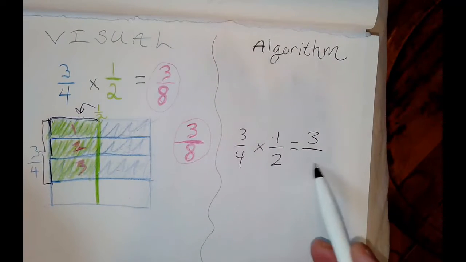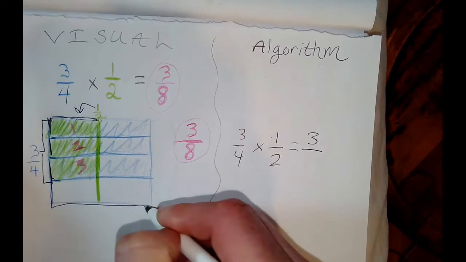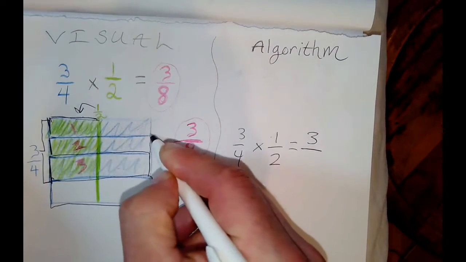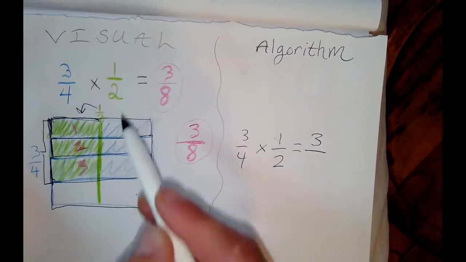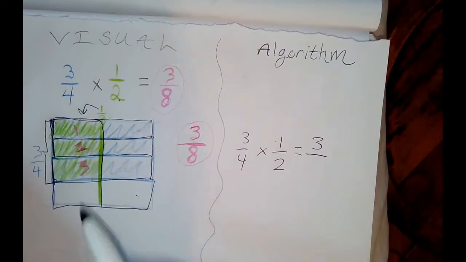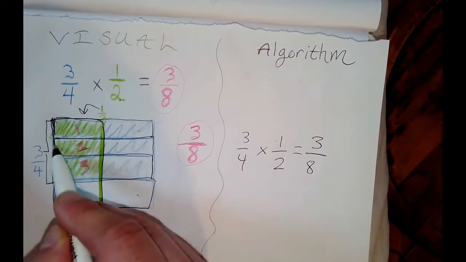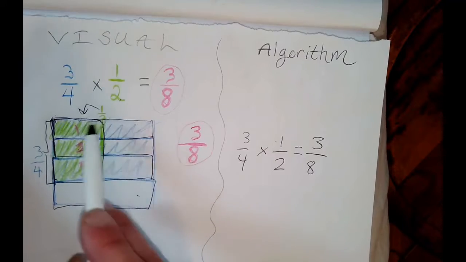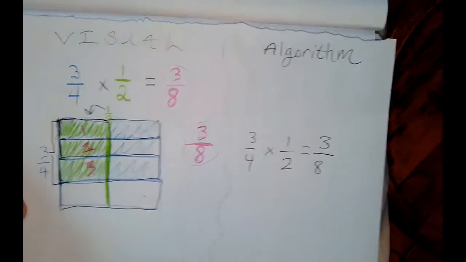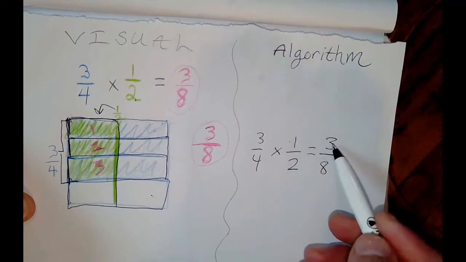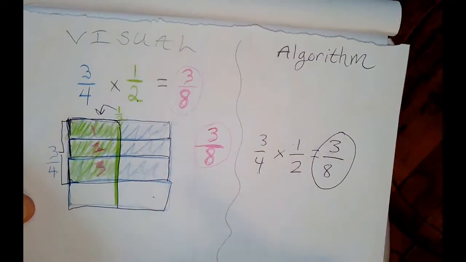Now let's look, what is the size of my pieces? Well, at first, they were fourths. I had 1, 2, 3, 4 pieces. But I split each of those in half. And that gave me 8 pieces. Because I had 4 pieces split in half, so I have 4 times 2. 4 times 2 is 8. And so you can see the algorithm, the faster way to do this is just to know that 3 times 1 is 3. 4 times 2 is 8. 3/8. And you're done. Let's do another one.